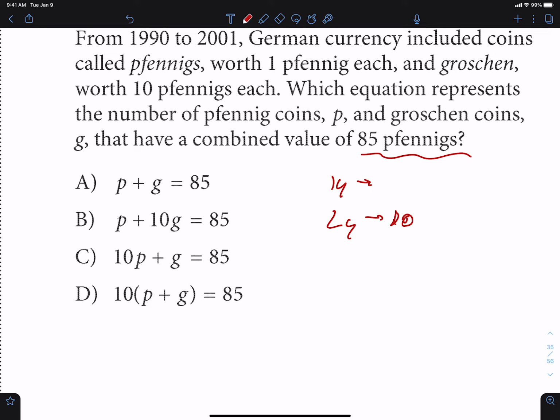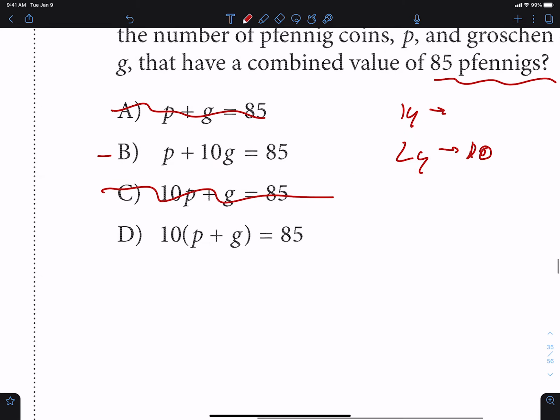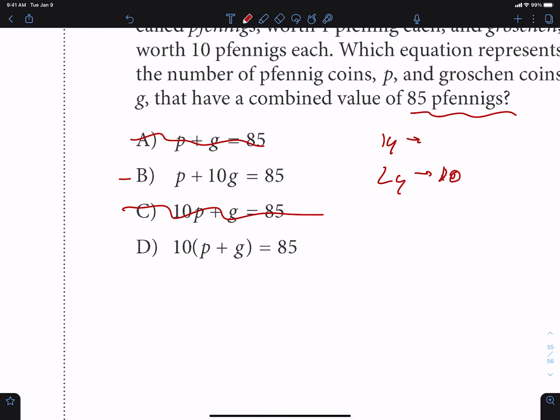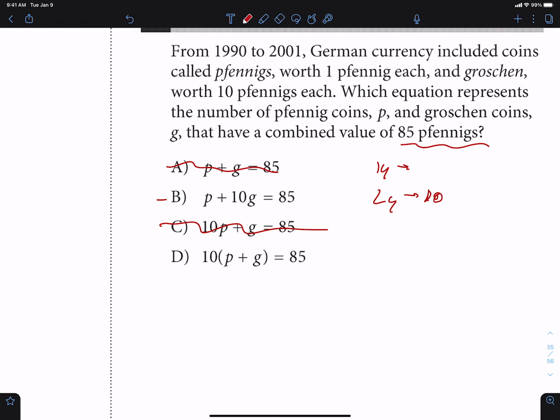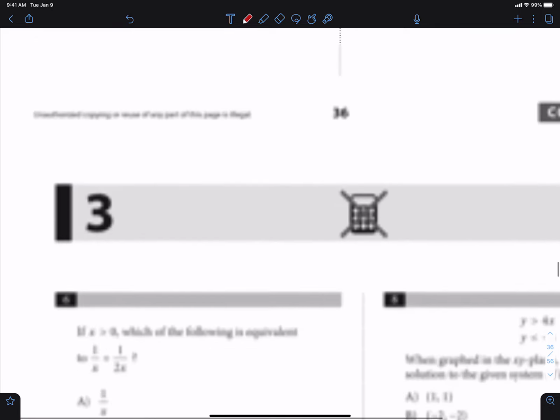So it can't be A, right? Because we know we need to multiply the number of Groschen by 10. It can be B, because we're multiplying the number of Groschen by 10 in B. We're not doing that in C. And in D, we're multiplying both P and G by 10, which is not what we want, because we don't want 10 times the number of Pfennigs. 1 Pfennig is 1 Pfennig. They tell us that, see? So the answer is going to be option B.